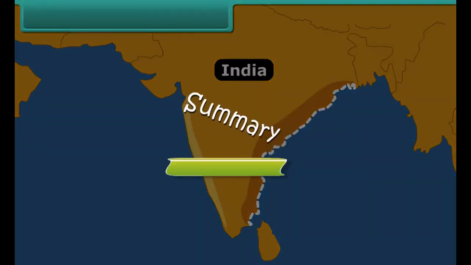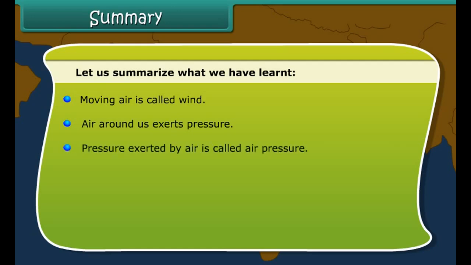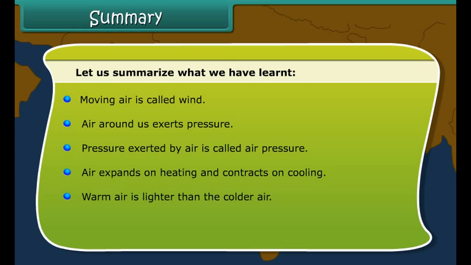Summary. Let us summarize what we have learned. Moving air is called wind. Air around us exerts pressure. Pressure exerted by air is called air pressure. Air expands on heating and contracts on cooling. Warm air is lighter than the colder air.